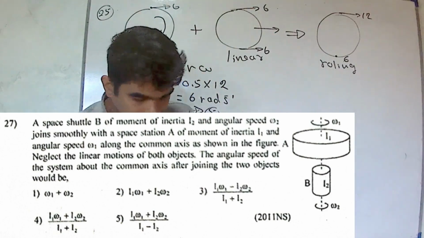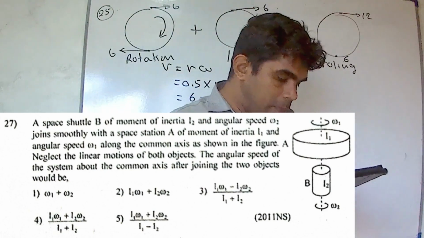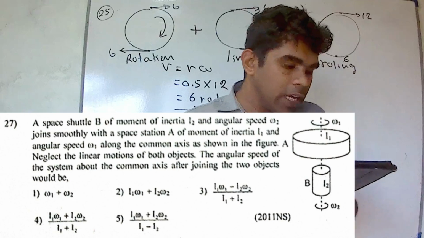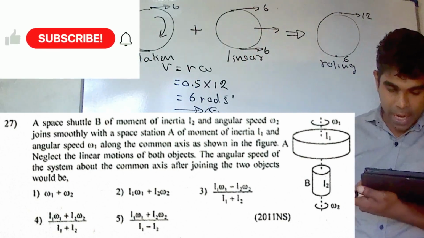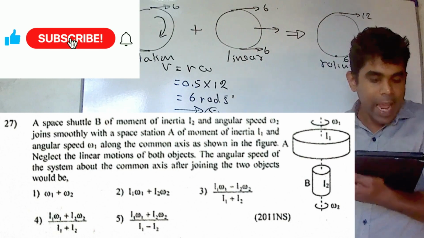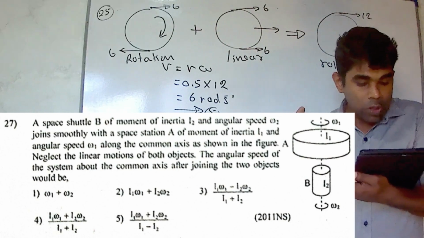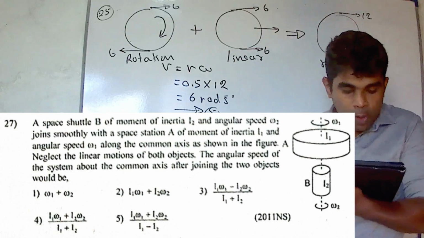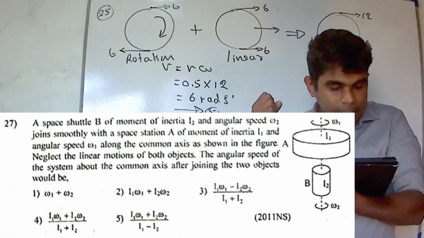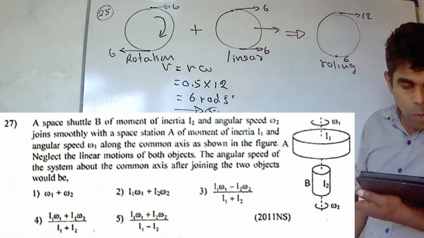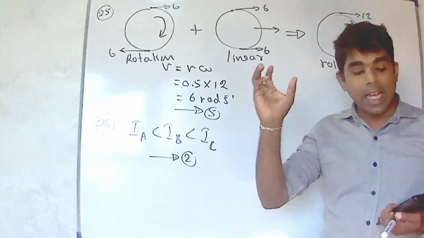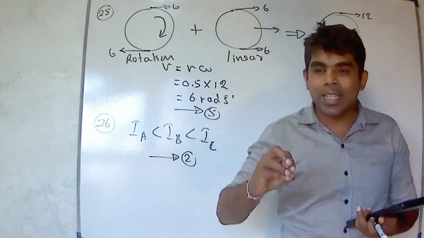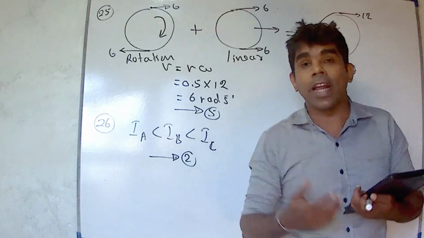Question number 27. A space shuttle B of moment of inertia I2 and angular speed omega 2 joins smoothly with the space station A of moment of inertia I1 and angular speed omega 1, along the common axis as shown in the figure. Neglect the linear motion of both objects. The angular speed of the system about the common axis after joining the two objects should be... There is a collision, so we have to use conservation of angular momentum for a collision or explosion of a rotating object.